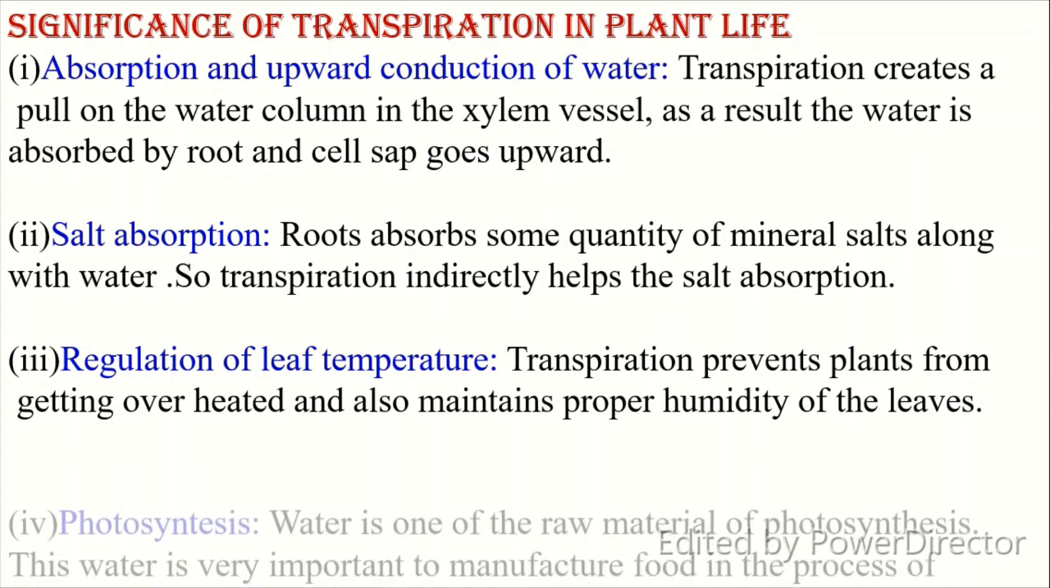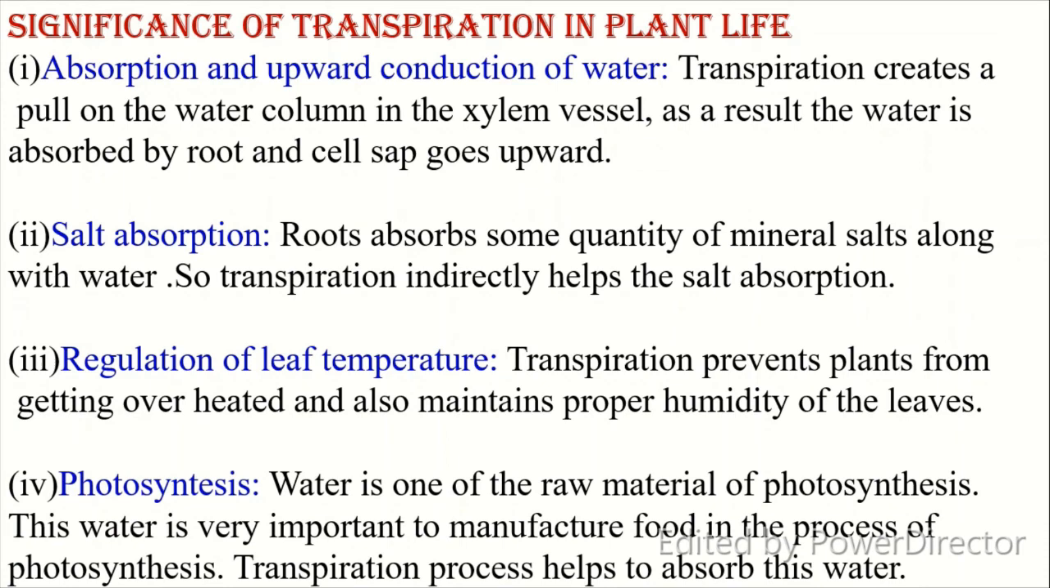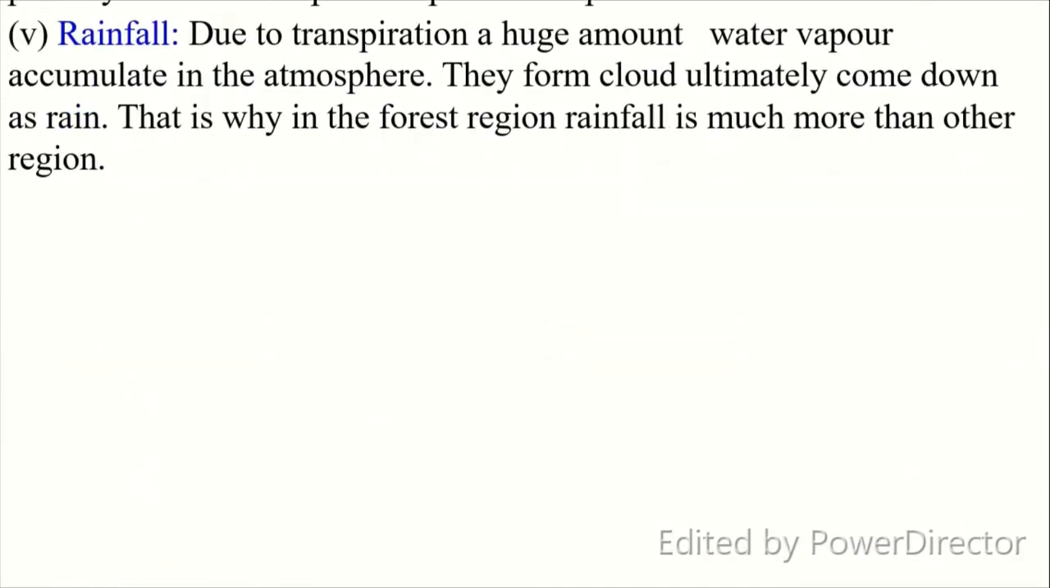Then photosynthesis. Water is one of the raw materials of photosynthesis. This water is very important for manufacturing food in plants. In the process of photosynthesis, the transpiration process helps to absorb this water.